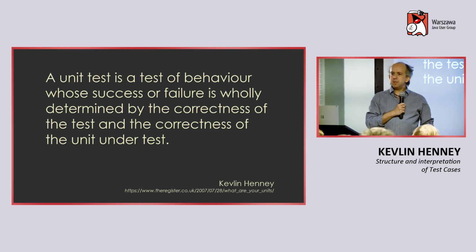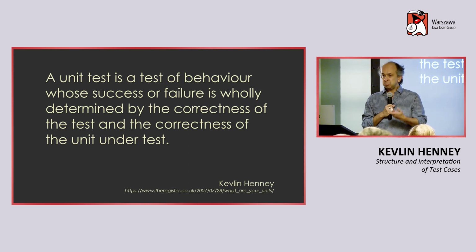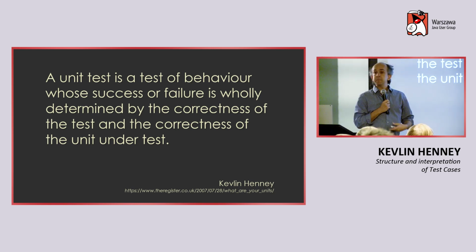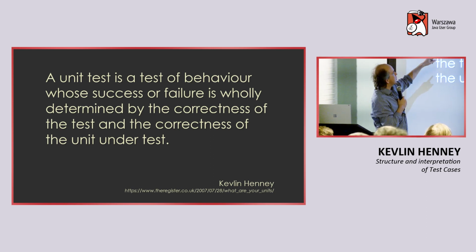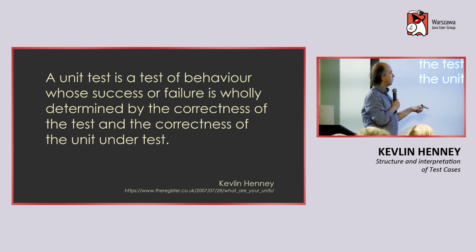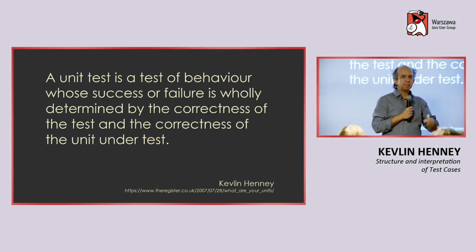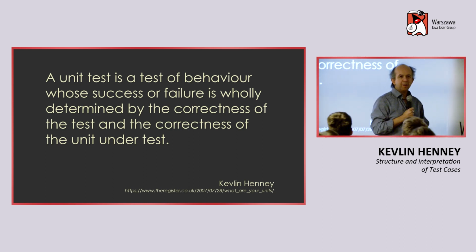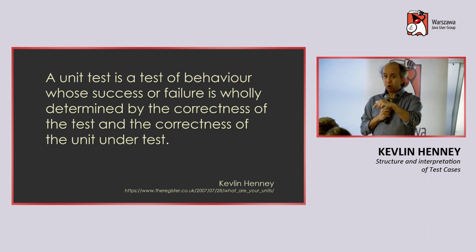So if we can't have a unique definition, perhaps we can have a useful definition, a definition that helps us. Okay, here's one. This is close to the way that people tend to have started to think about it or agreed to think about it over the last decade or so. A unit test is a test of behavior whose success or failure is wholly determined by the correctness of the test and the correctness of the unit under test. Now, it might take a moment to unpack this, but I want you to think about this. It means that when it comes back with a fail, it means that either you've got the test wrong or the code that is being tested is wrong.